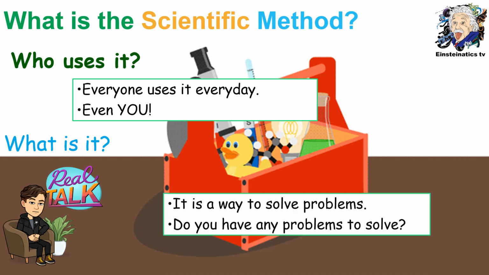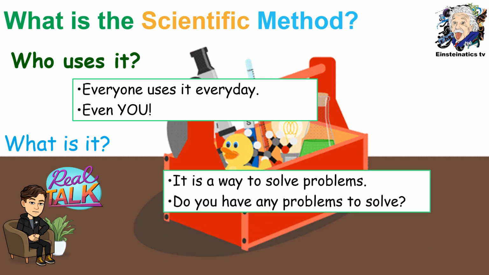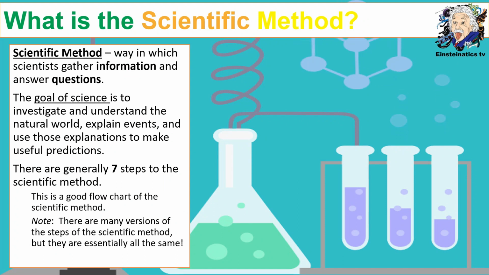To put it simply, when we talk about the scientific method, it is a way to solve problems. So do you have any problems to solve? Then you can utilize the scientific method. It is a way in which scientists gather information and answer questions.